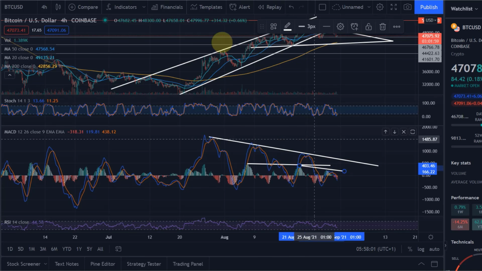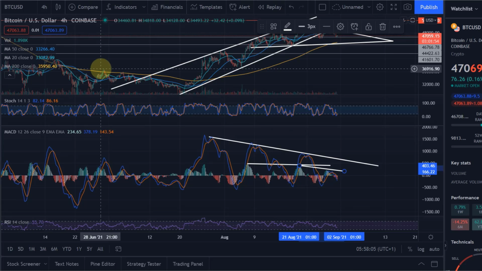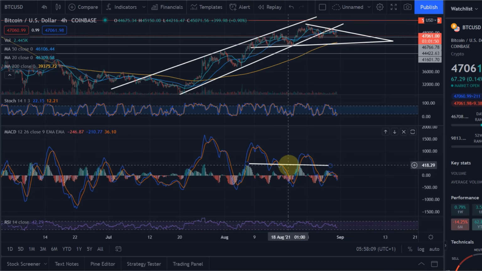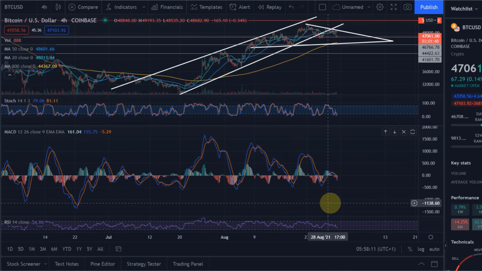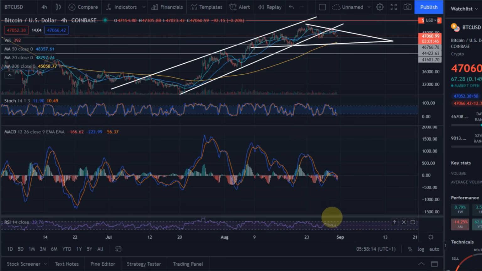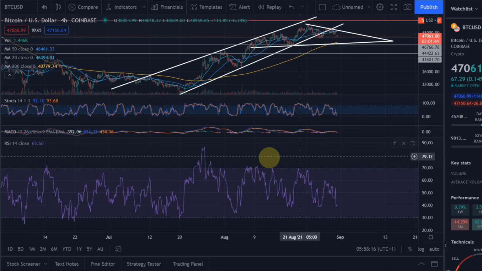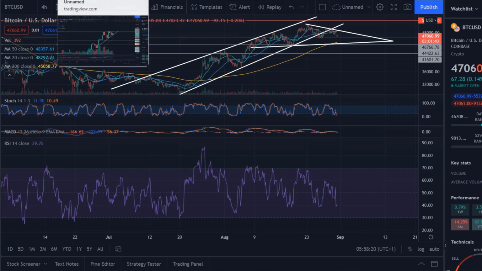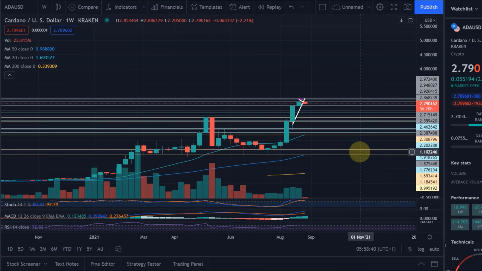So that means if the prices go up but the MACD, for example, is going down, that is not a good sign. That is an indicator that the market is rolling over. We seem to be failing to push higher, and on the RSI we can see something similar, another lower high here. But let's take a look at Cardano.